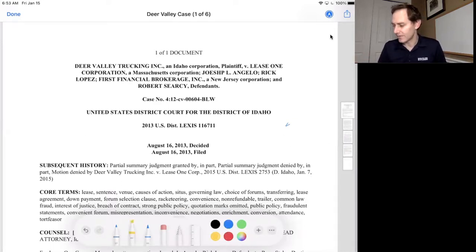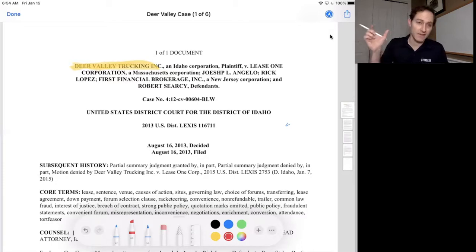Okay, so first off, something that I like to do is highlight the names of the parties. Now, I've already called this the Deer Valley case, so you'll see here, we've got the name of the plaintiff, Deer Valley. The plaintiff always comes first, followed by the defendant. Gets a little mixed up on appeal sometimes, but let's not worry about that. All right, so we've got Deer Valley. And then for simplicity's sake, normally you only name the first defendant listed in the case. So here we've got lease one.